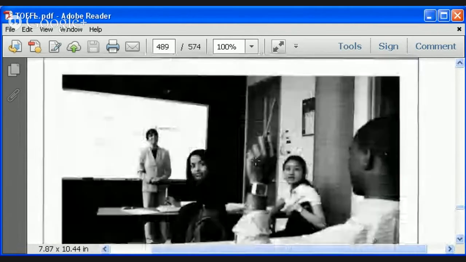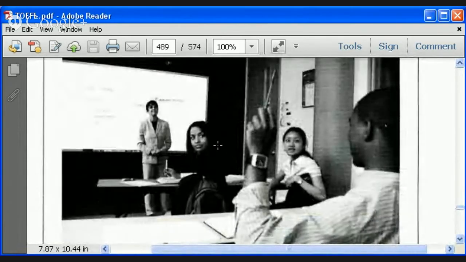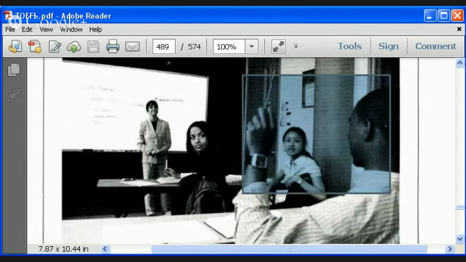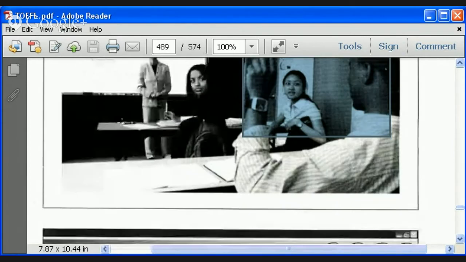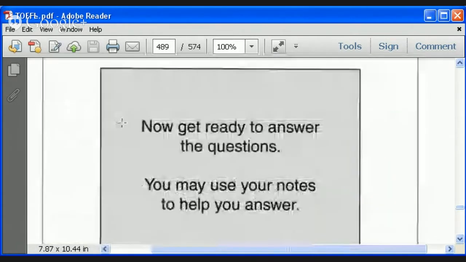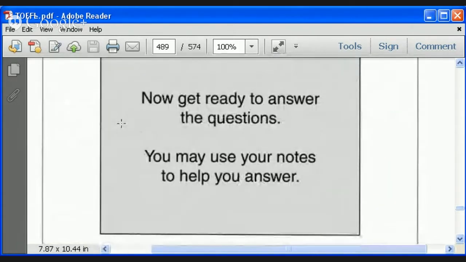So you're going to see a picture. Okay, you know that it's a lecture coming up. All right. So start gearing up your brain to a lecture. You also know that quite possibly a student might ask a question during the lecture. Get ready to hear that. You're going to see a quick message on the board. Get ready to answer the questions. You may use your notes to help you answer. Okay.